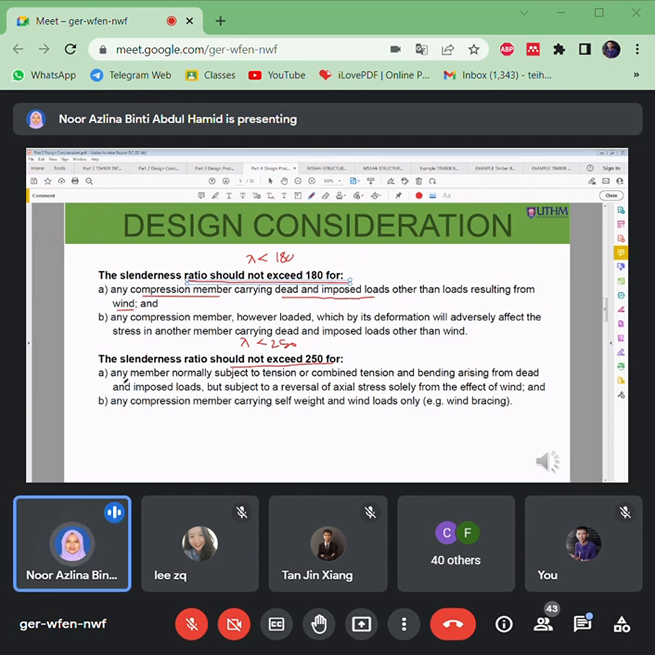You can refer to the details. The slenderness ratio not exceeding 250 applies to any member subjected to tension or combined tension and bending arising from dead load and imposed load. So there are two slenderness ratios according to the conditions of that compression member.